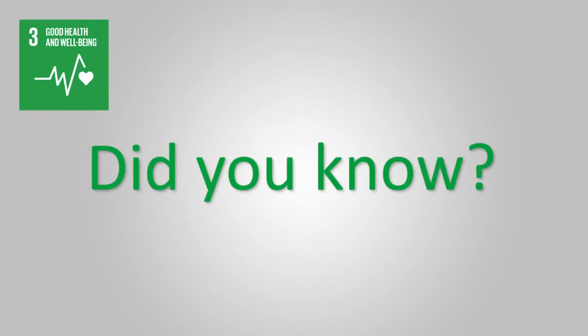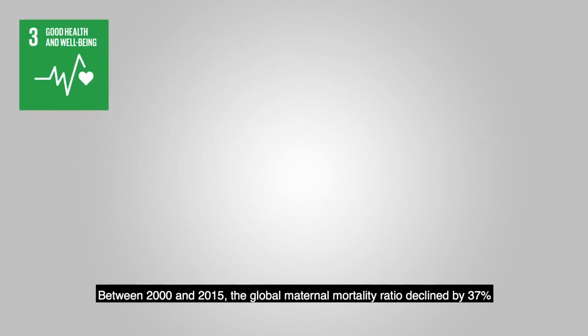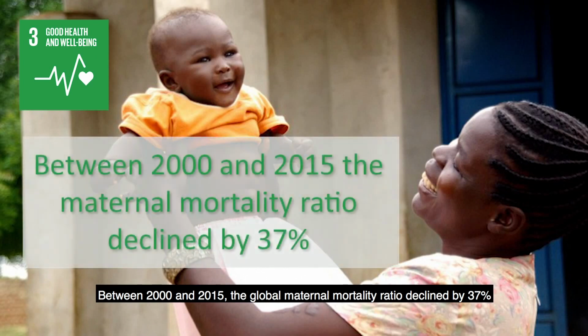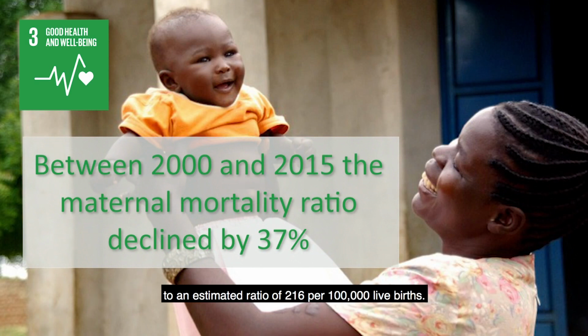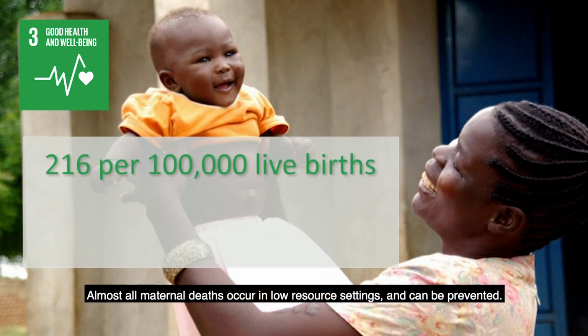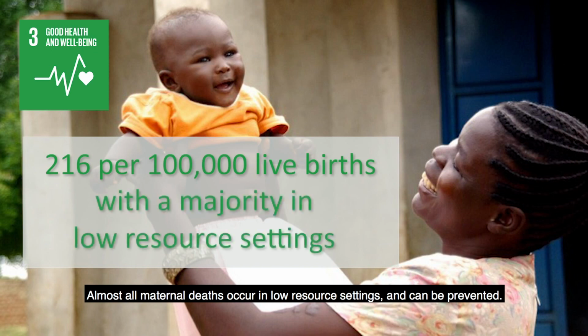Did you know? Between 2000 and 2015, the global maternal mortality ratio declined by 37% to an estimated ratio of 216 per 100,000 live births. Almost all maternal deaths occur in low-resource settings and can be prevented.